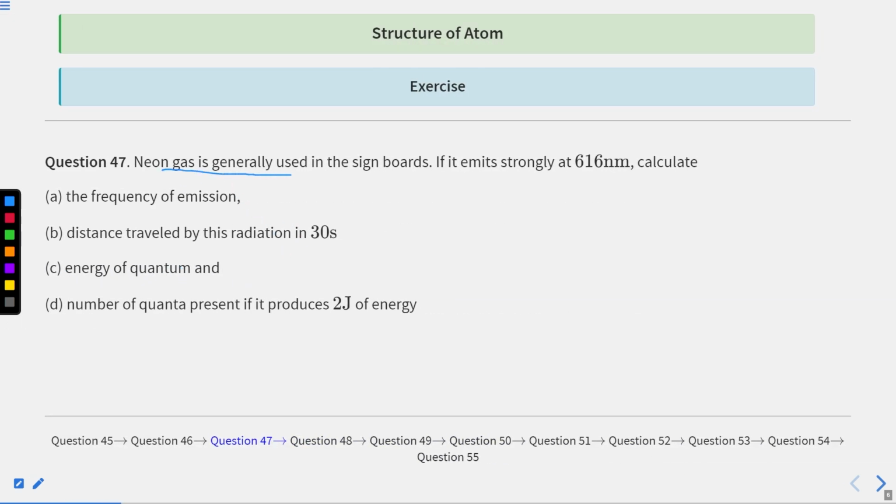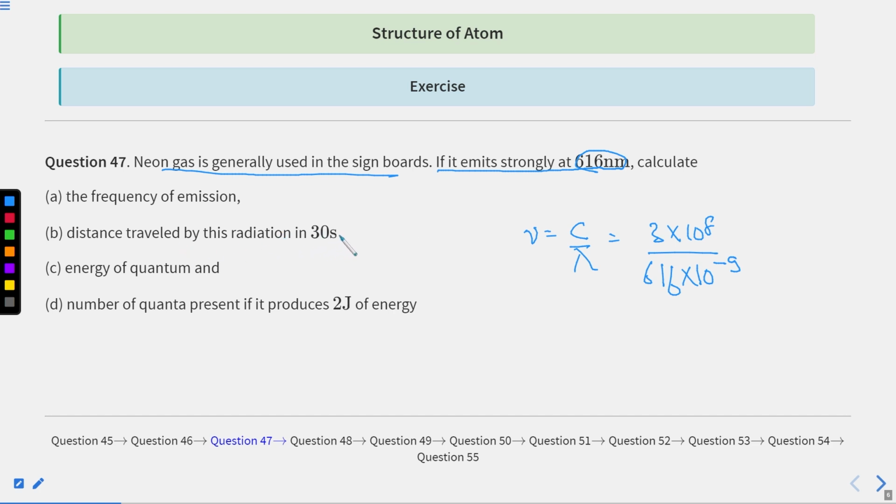Next: neon gas is generally used in signboards if it emits strongly at 670 nanometer. Calculate the frequency of emission. So frequency nu is equal to c by lambda. c is 3 into 10 to the power 8, and lambda is given. Now it is given in nanometer. If we convert it into meter, that would give us 10 to the power minus 9. You calculate this value, you will get your frequency.